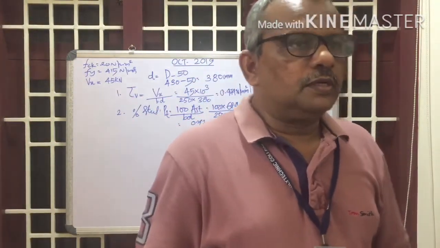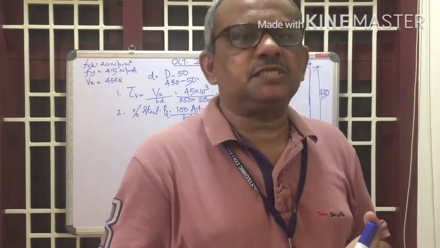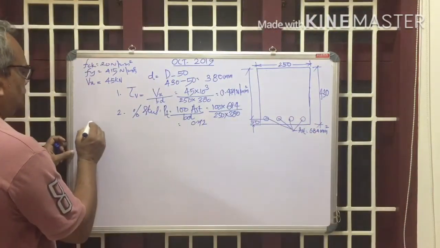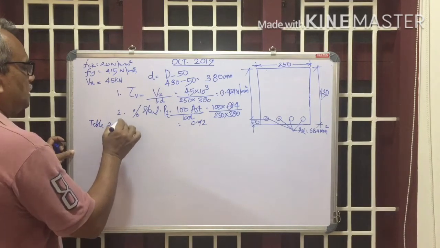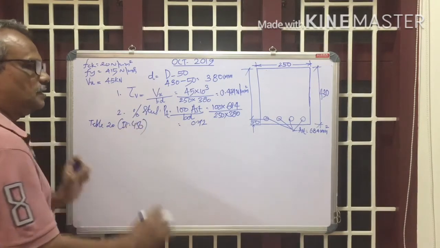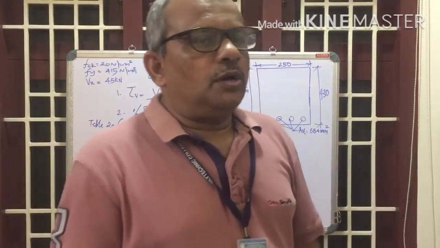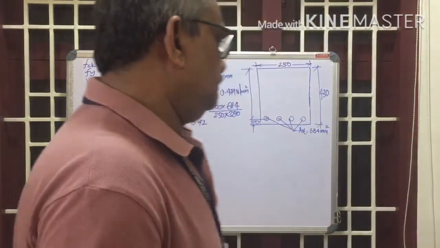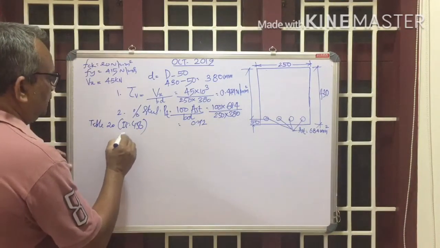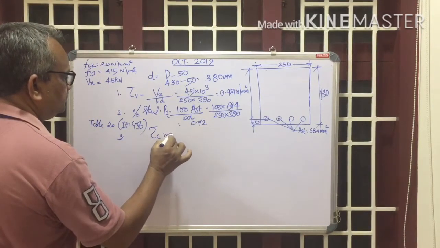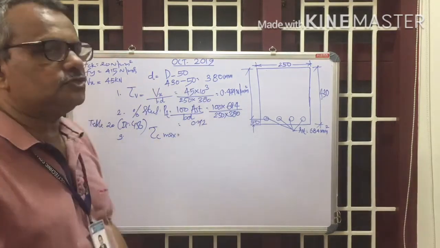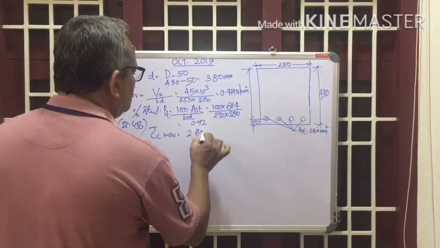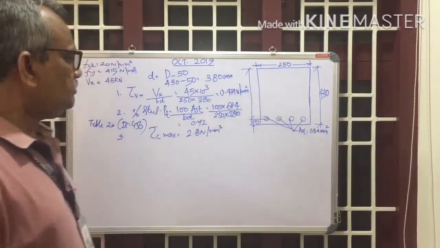Now, for this percentage steel reinforcement, from table 20 of IS 456, corresponding to this percentage of steel, we get tau C max. That means number three, find out the shear stress. The maximum shear stress, tau C max, is equal to 2.8. From the code, we check it: 2.8 Newton per mm squared.